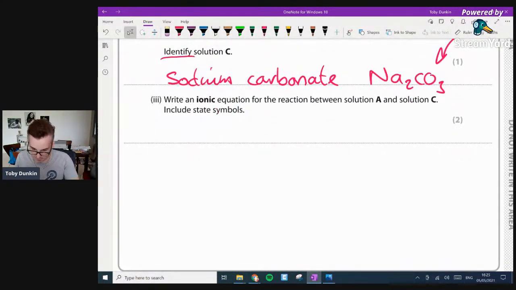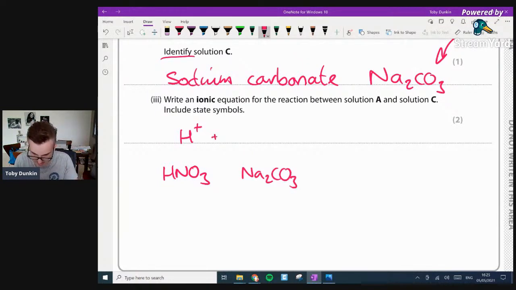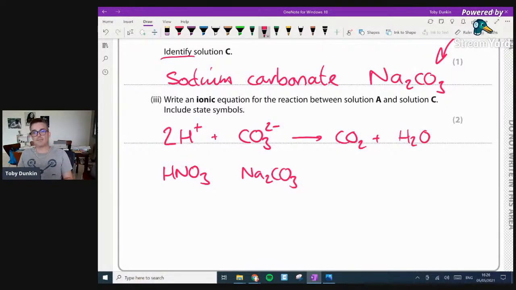Give the ionic equation for the reaction with A and C. Okay, so nitric acid provides us with H+. That's what makes an acid. The carbonate, sodium carbonate, is providing us with carbonate ions. So CO3 2-. And we are forming CO2 and water. Balance for charge, and we end up with that as our ionic equation.